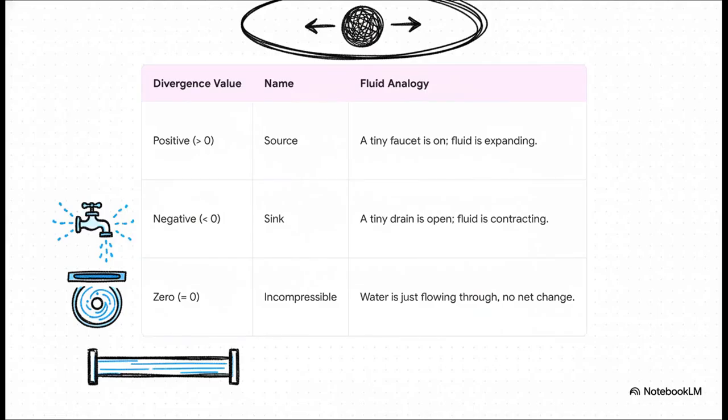And this makes it really clear. If the divergence at a point is positive, you've got a source. It's like a little faucet is on, and fluid is expanding from that spot. If it's negative, you have a sink. A drain is open, and fluid is contracting. And if the divergence is zero, well, that just means water is flowing right on through that point, with no net change. Simple as that.